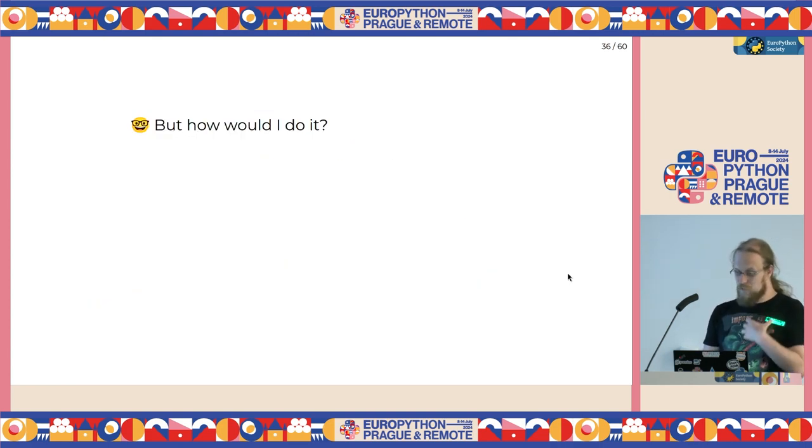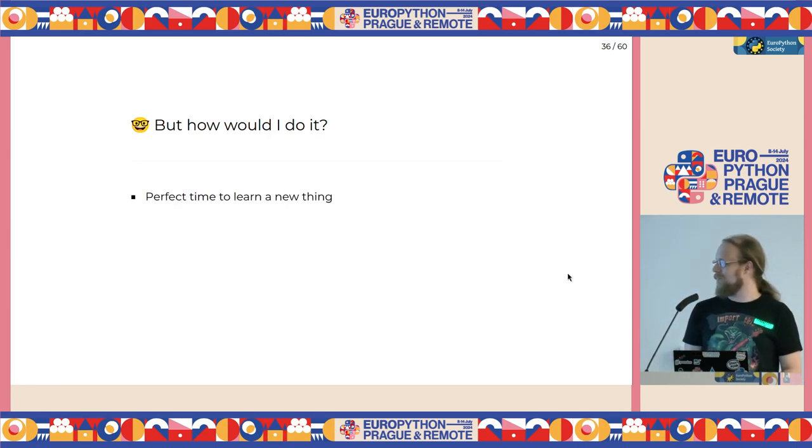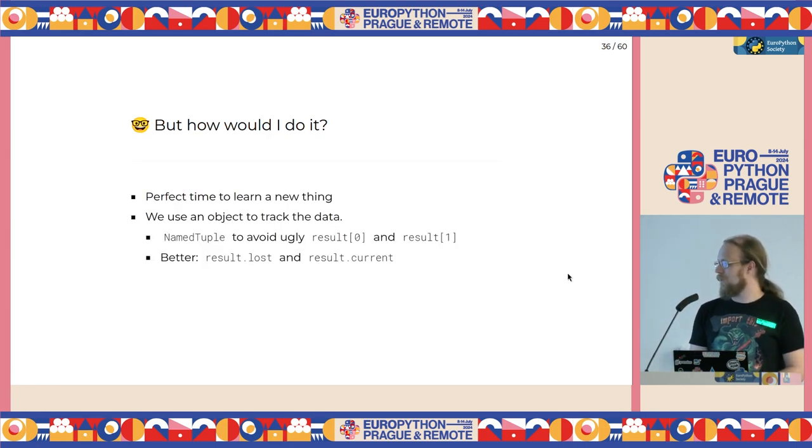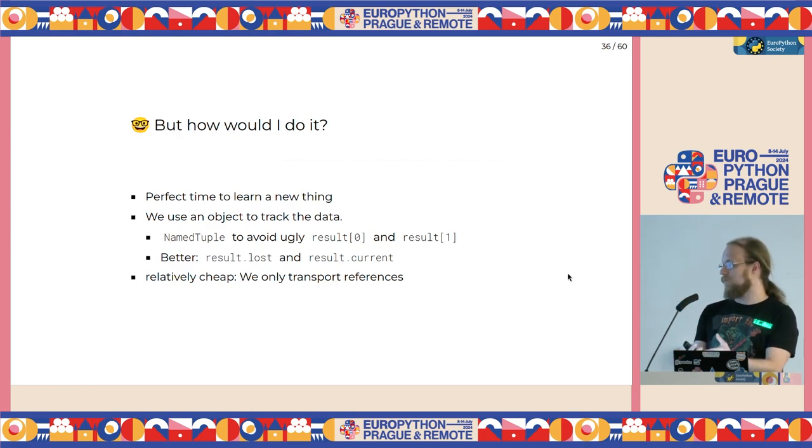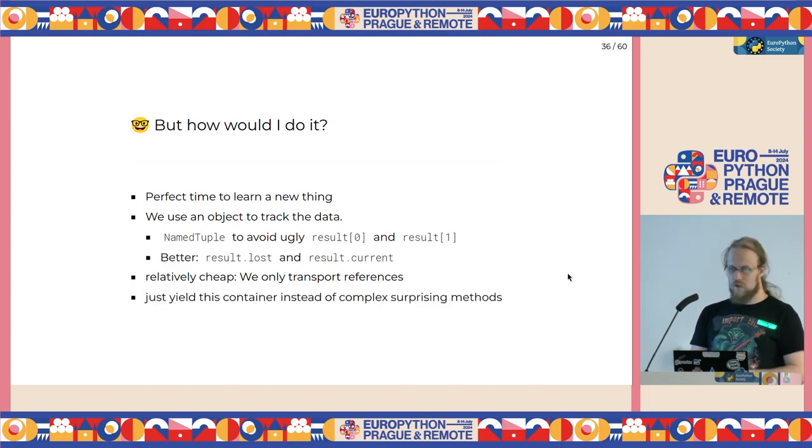Yeah. But how would I do it? Because I said I wouldn't do it like this, and it's a perfect time to learn a new thing. We use an object to track the data, and in this case, I want to show you namedtuple. This has existed under a different name in the standard library for a long time, without the uppercase N and T, but it allows us to have a container of data which is immutable, so we cannot change it, but is also more easily accessible than 0 and 1. We can give it names, which makes it a lot nicer. It's relatively cheap. We only transport objects, which means we only give references to those objects and don't copy all the data. And we then yield this container with always the most current version of the data.